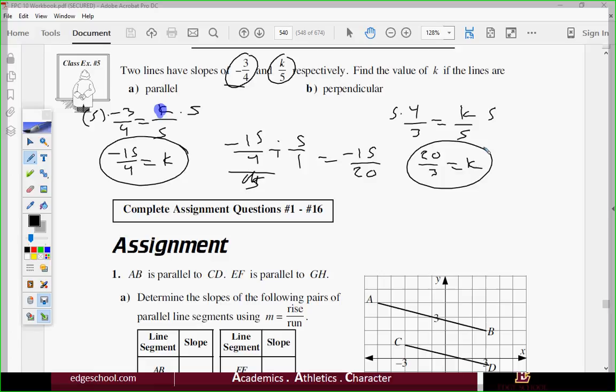Again, you can check that one if you'd like. I'll do it here for you quickly. So 20 over 3 divided by 5 over 1. 20 over 15 is 4/3. All right, so that's it for that one. That was quick.